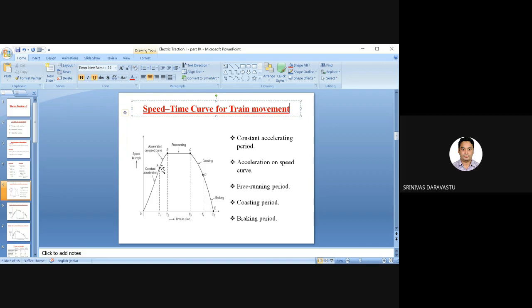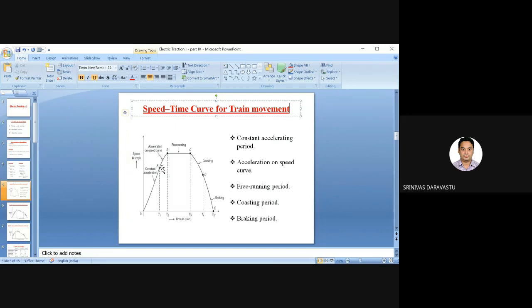At the end of the running period, the power supply is cut off and the train is allowed to run under its own momentum. The speed of the train starts decreasing on account of resistance to the motion of the train. The rate of decrease of speed during the coasting period is known as coasting retardation. Generally, the coasting retardation is practically constant.